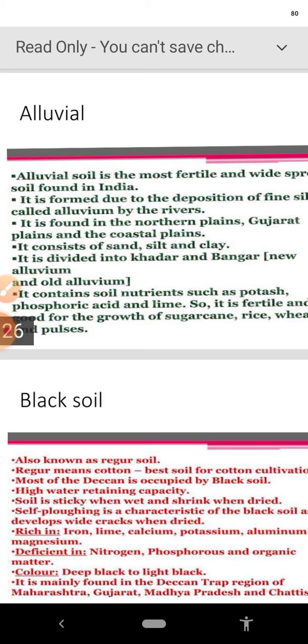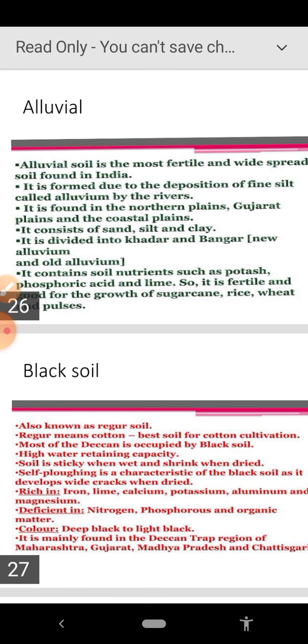Hence, alluvial soil regions are intensively cultivated lands and they support dense population. This soil contains adequate potash, lime, and phosphoric acid. They are deficient in nitrogenous and organic content. They tend to be alkaline in arid areas. So these are some of the features or characteristics of alluvial soil. About the black soil we will discuss in the next video.